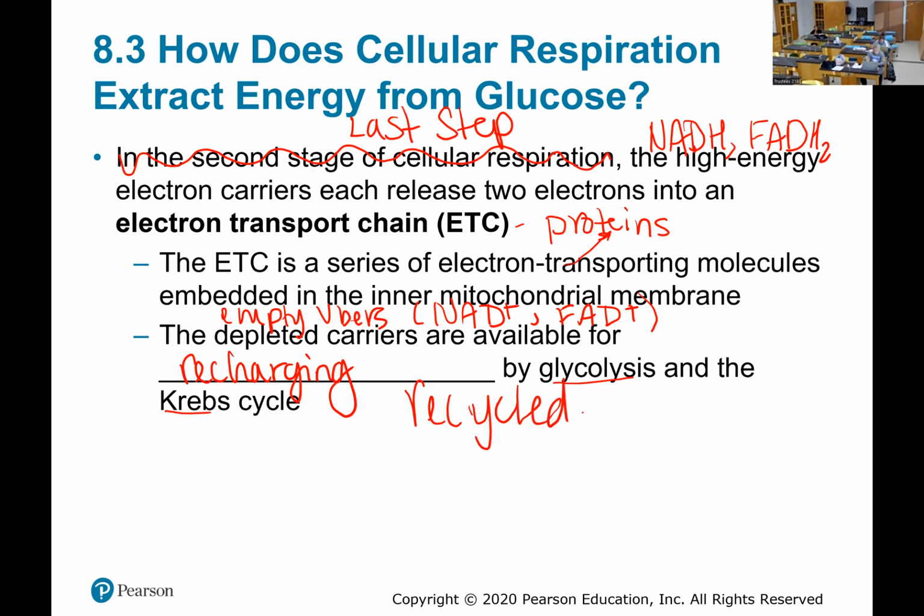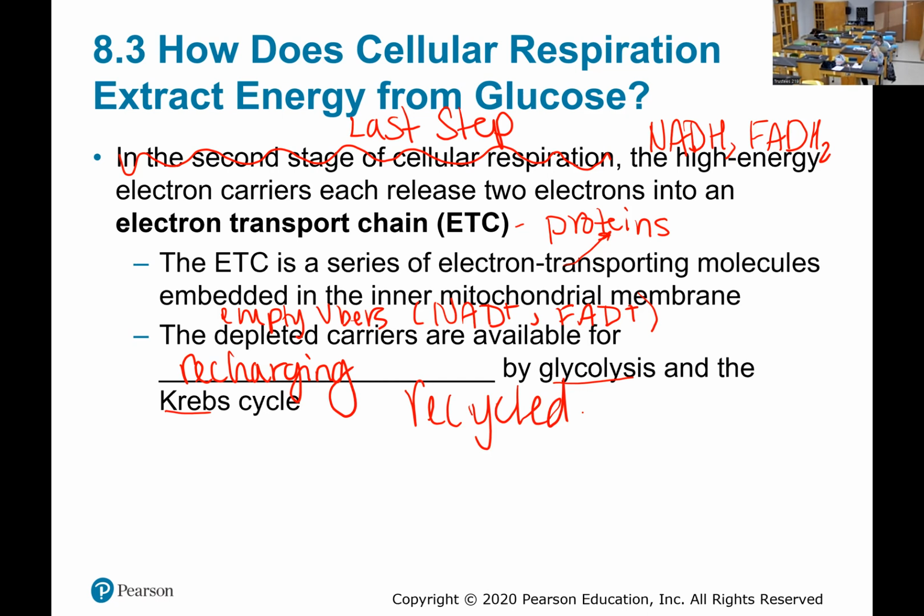So they're basically like those little shuttle buses. They pick up people at the airport parking lot, drop them off at the terminal, go back to the parking lot, pick them up, drop them off at the terminal. It's the exact same thing as a shuttle bus driver. All they do their whole entire life is pick up electrons, drop them off at the electron transport chain, and then go back to those earlier steps.